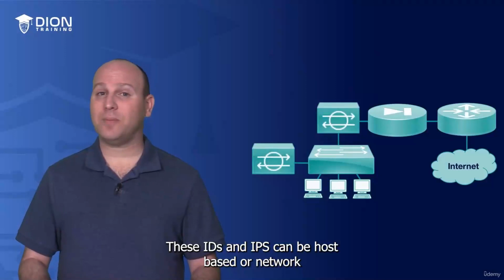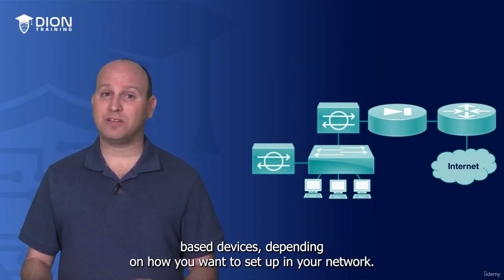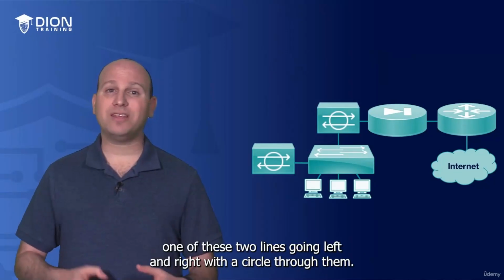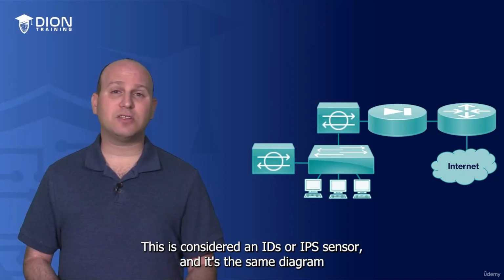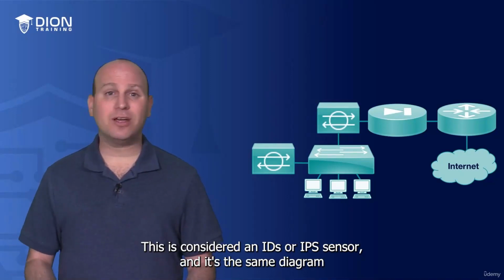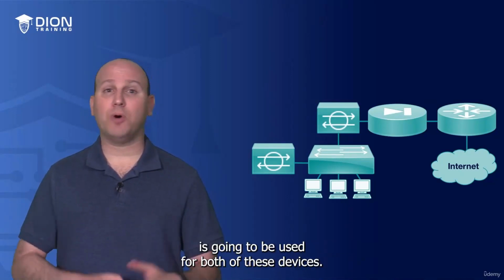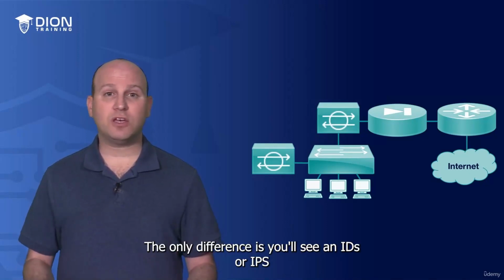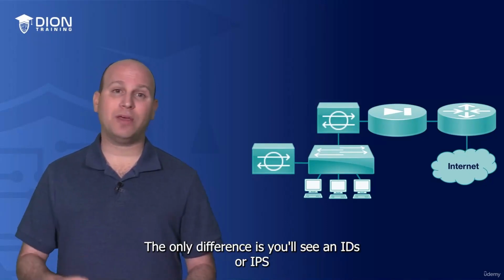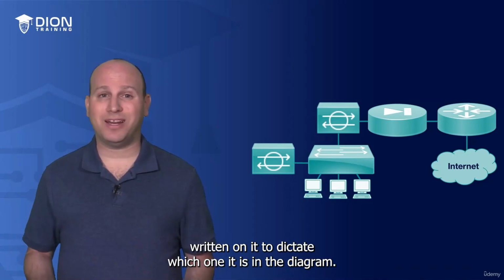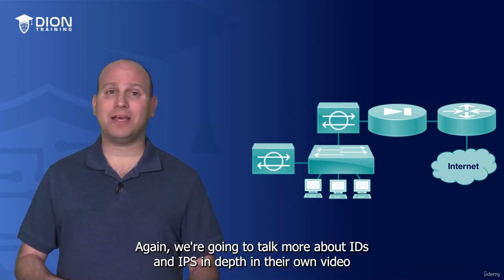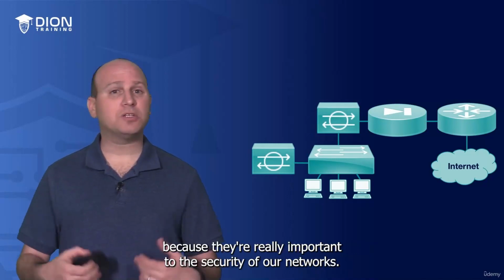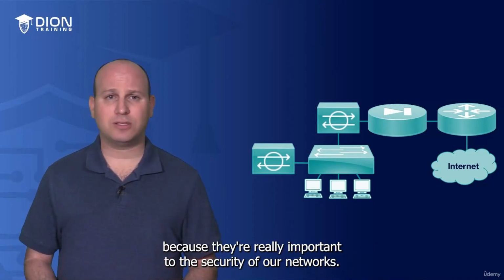These IDS and IPSs can be host-based or network-based devices, depending on how you want to set it up in your network. And they're going to be on one of these two lines going left and right with a circle through them. This is considered an IDS or an IPS sensor, and it's the same diagram that's going to be used for both of these devices. The only difference is you'll see an IDS or IPS written on it to dictate which one it is in the diagram. Again, we're going to talk more about IDS and IPS in depth in their own video because they're really important to the security of our networks.